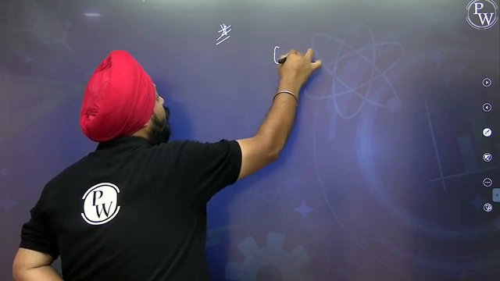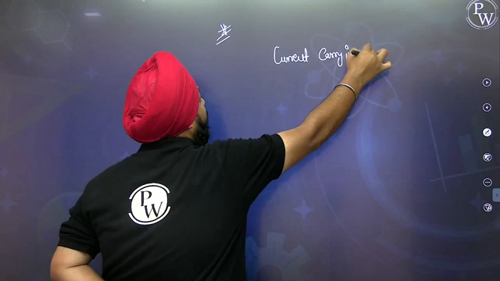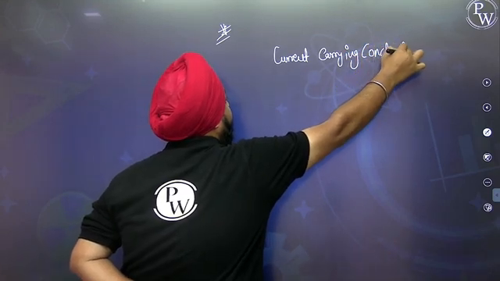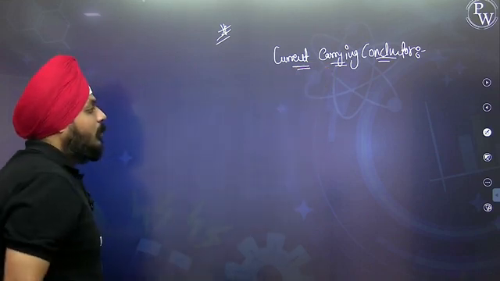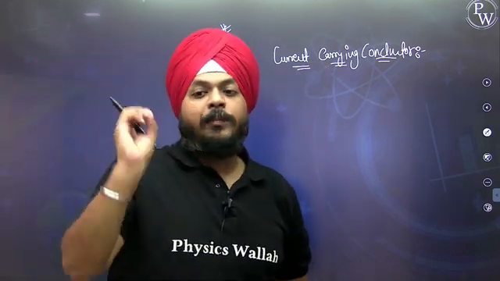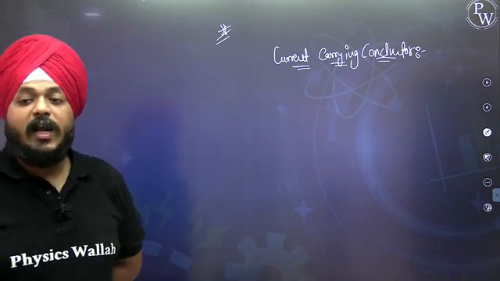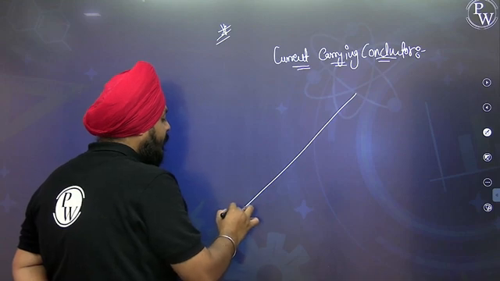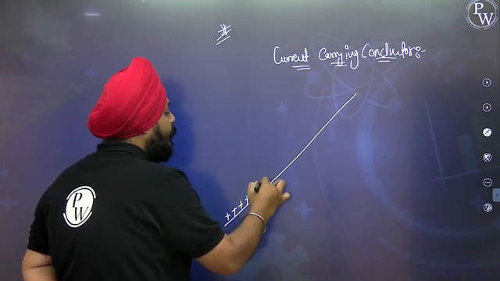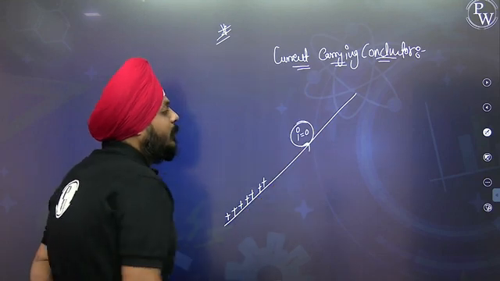There are lots of applications in the current carrying conductor that completely depend on Biot-Savart's law, which we are going to do tomorrow. So for the current carrying conductor, let us take an example. This is a conductor having positive charges distributed onto it, and the direction of the current is like this way.